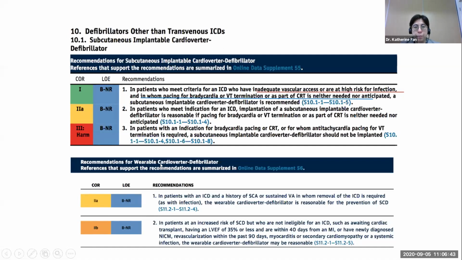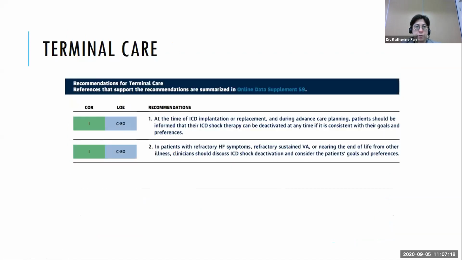The other one is the wearable cardioverter defibrillator. I don't think it's currently available, or maybe only in isolated units in the Asia region. But it's really for those who are considered at risk of sudden cardiac death but are still within 40 days of an MI or within 90 days after revascularization, or those who require removal of an ICD but are still at risk. So these are the two non-transvenous ICD recommendations from the guideline.